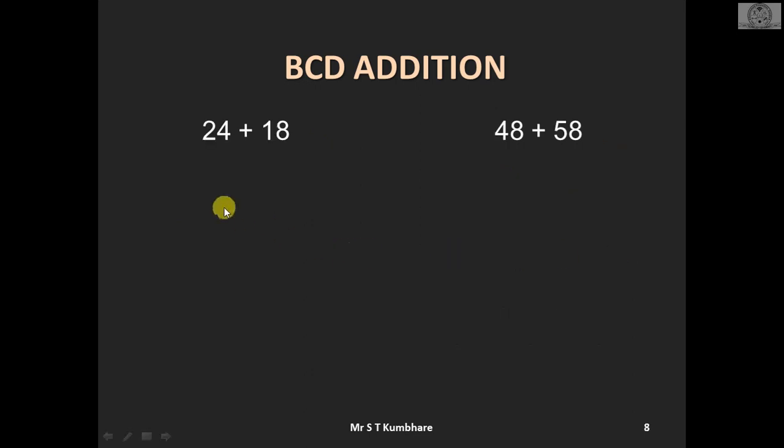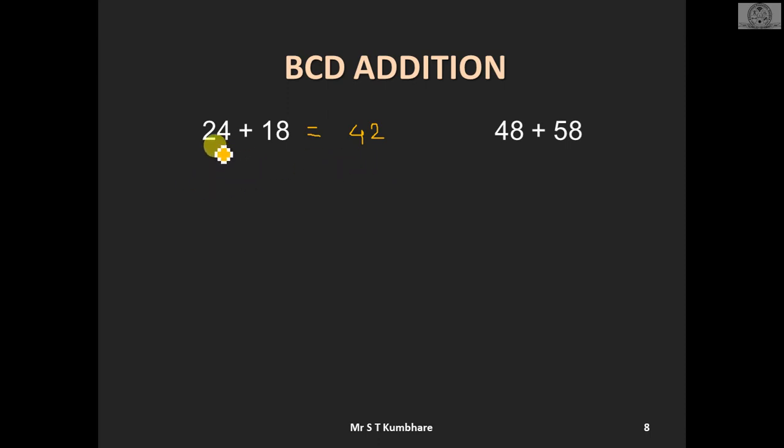Now next, let's take another example of BCD addition. 24 plus 18. I hope all of you can give me the answer. 4 plus 8 is 12. So 2, then carry 1. 2 plus 1 plus 1, that is 4. So the answer is 42.